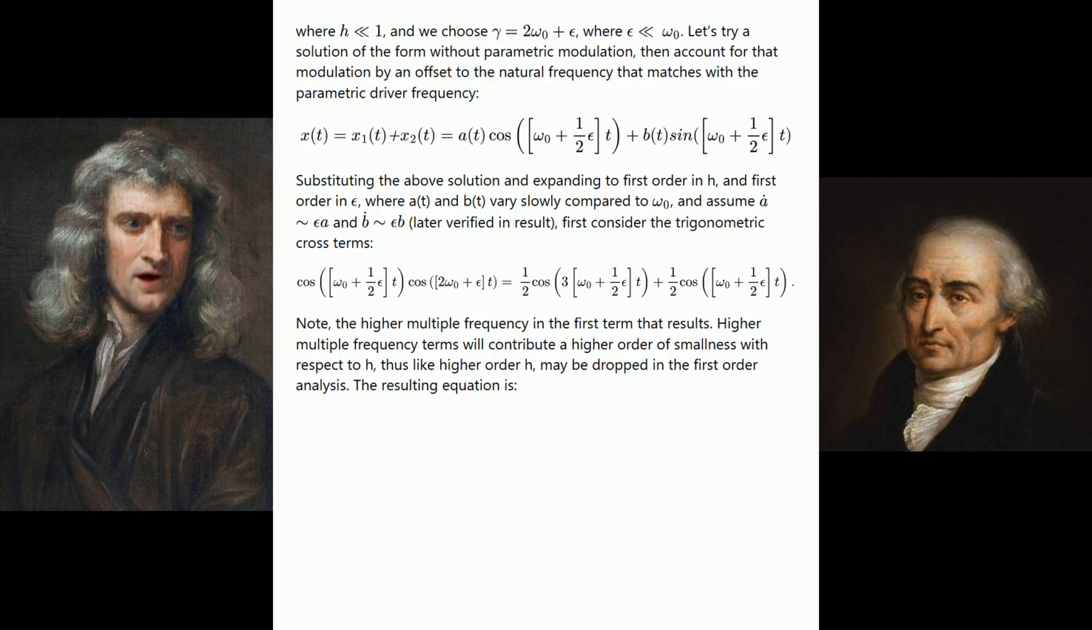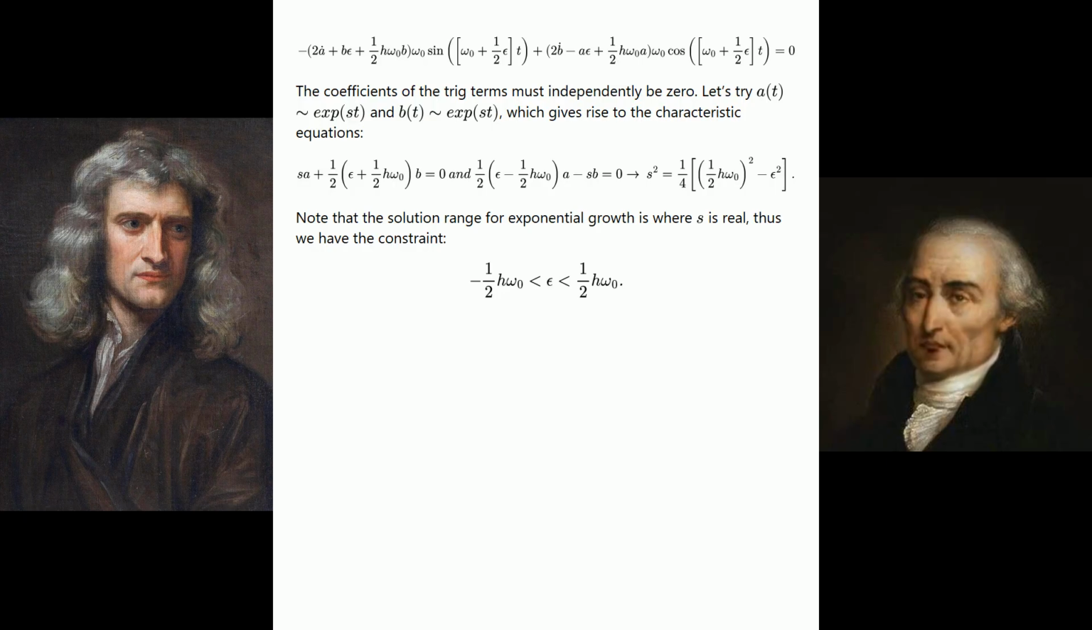Higher multiple frequency terms will contribute a higher order of smallness with respect to h, thus like higher order h may be dropped in the first order analysis. The resulting equation is. See the equation shown. The coefficients of the trig terms must independently be 0. Let's try a of t tilde exp of st and b of t tilde exp of st, which gives rise to the characteristic equations. See the next equation. Note that the solution range for exponential growth is where s is real, thus we have the constraint. See the equation shown.